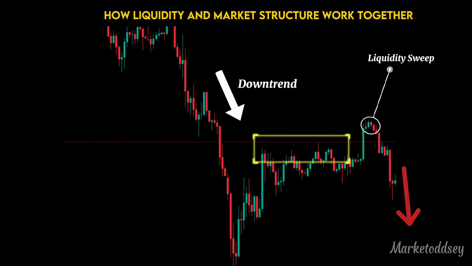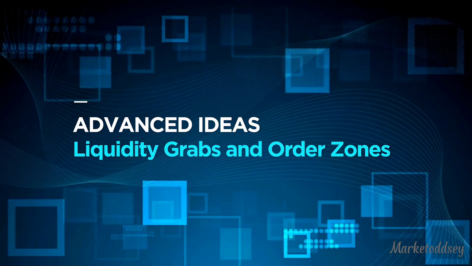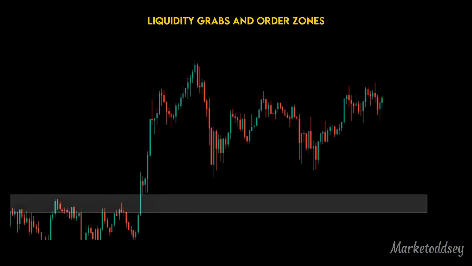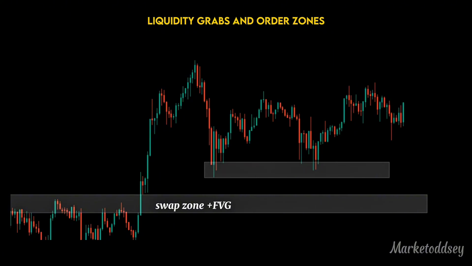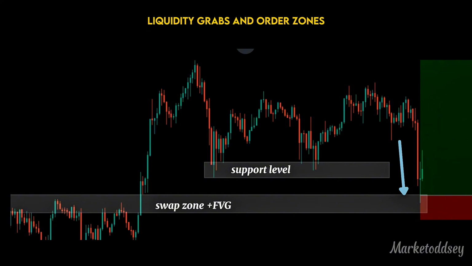With this combined view in mind, let's move on to discuss some advanced ideas that build on these principles, such as liquidity grabs and order zones. Sometimes, the market makes a brief move against the overall trend to trigger those clustered stop-loss orders, a phenomenon we call a liquidity grab. For example, in an uptrend, the price might dip just a little below a key support level to clear out stop-loss orders before resuming its upward move. This short-lived dip is not a reversal. It's just the market's way of collecting liquidity.